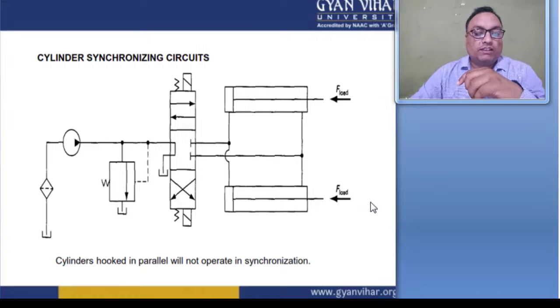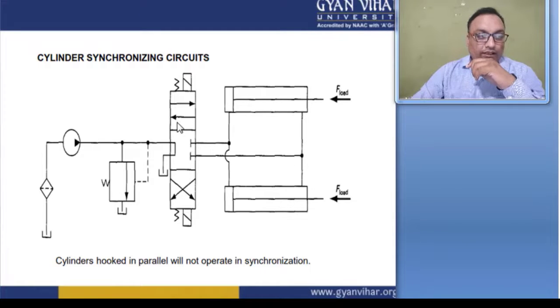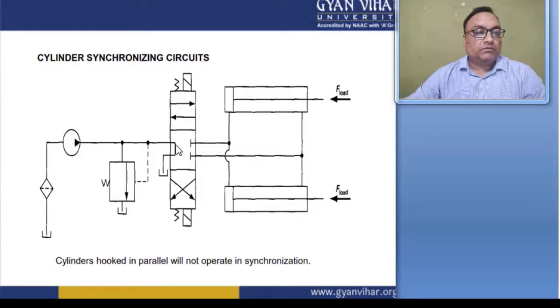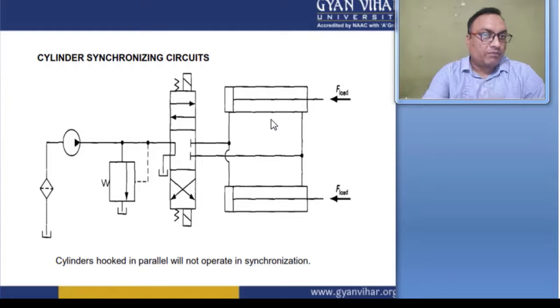If you want the retract position, you apply F load here, and at the same time you shift this direction control valve to the upper position. At this time this envelope is used for this case. So this line goes to here, and this is here. So it creates a retraction position of this piston. So this is the operation of cylinder synchronizing circuits, right?